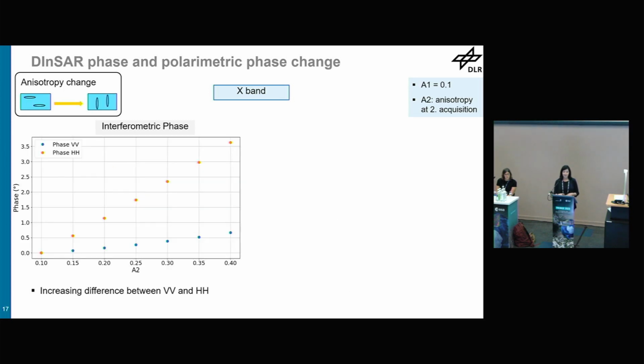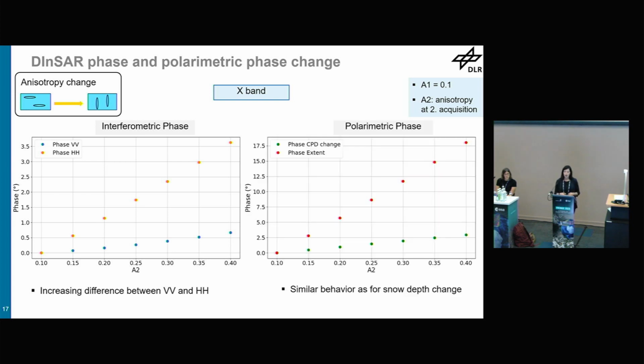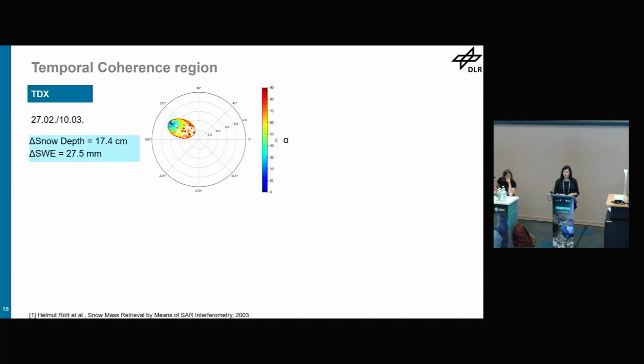The second case is the anisotropy change. Here you can also see that the phase is increasing with increasing anisotropy change, but the values are much smaller than in the SWE change. For the polarimetric phase, you can see similar behavior, so also an increasing CPD change with higher phase extent values. So here the behavior is really similar to the snow depth change case, and therefore it's not yet possible to separate these effects. By looking now again at the real data, here's again the example for the TanDEM-X.